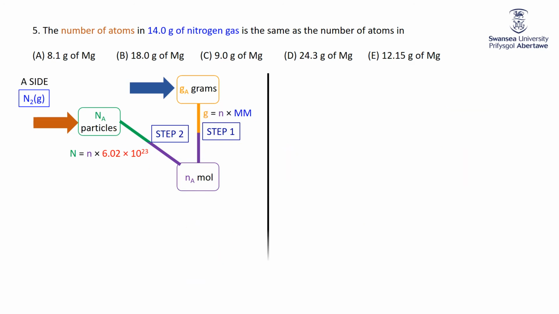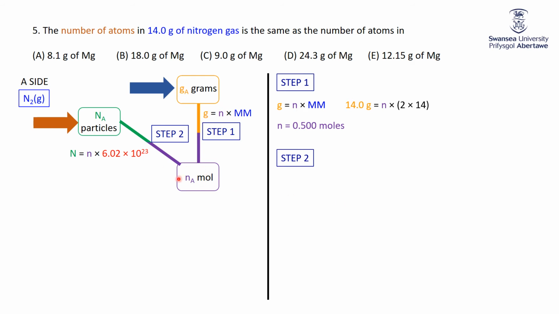So pulling that out, step number 1, we've got our grams. We're going to go from that to moles using the relationship grams is moles times molar mass. Throw everything in. 14 grams is n times, now nitrogen gas is N2, so it's 2 times 14. So in other words, we have half a mole of nitrogen gas, N2. So now step 2. We know how many moles we have. We've got to go to number of particles. So big N is little n times 6.02 times 10 to the 23. Throw in the 0.5 moles, and we get that big N is 3.01 times 10 to the 23 particles.